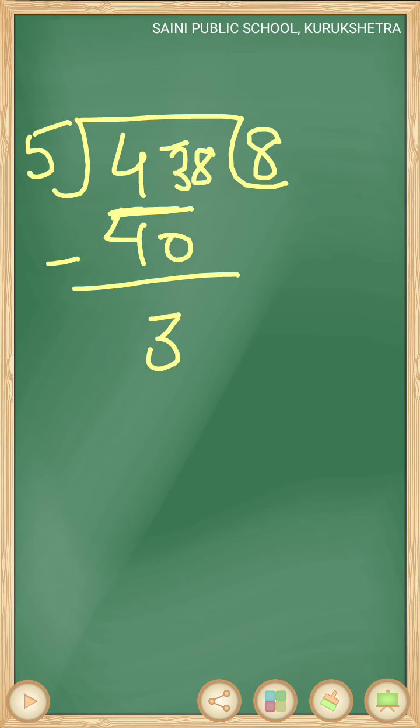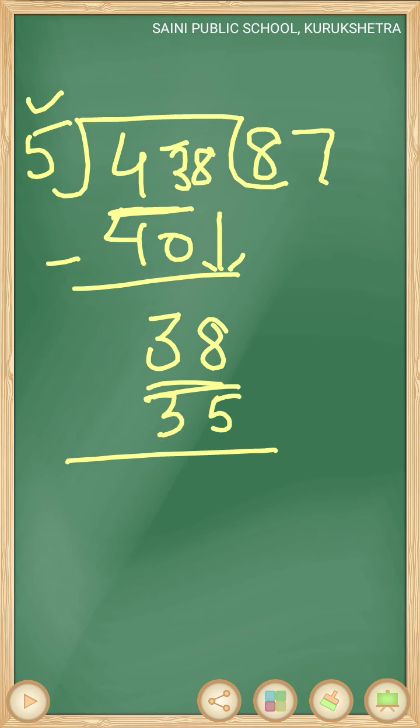Now 3 is less than 5, so we will bring down the next digit beside this digit. It will become 38. Now again here is the number 38 and here is 5. So 5 sevens are 35. The nearest number to 38 in the table of 5 is 35, because 5 eights are 40, which is bigger than 38. So 5 sevens are 35.